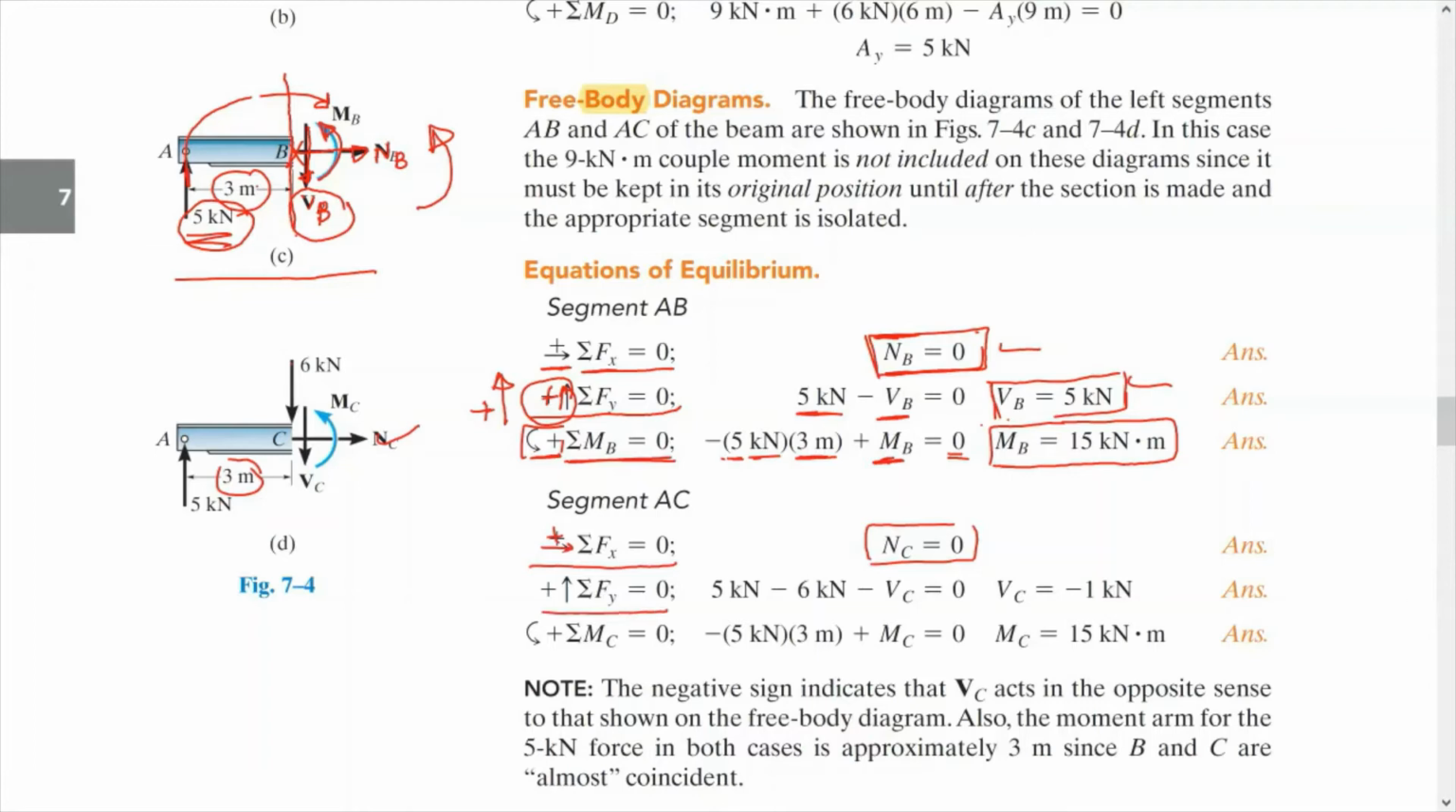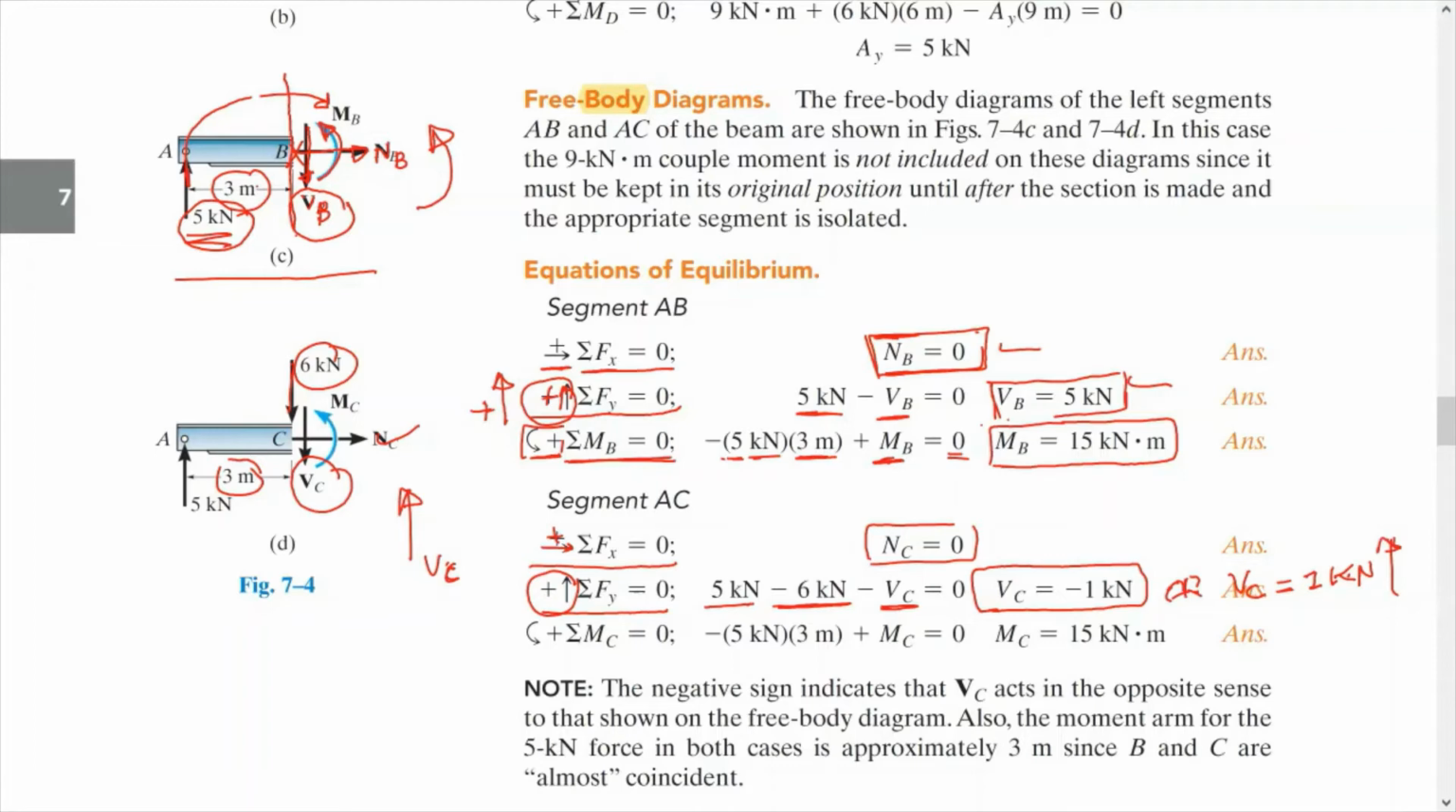Summation of Fy equals 0, assume it's positive upward, so we do have 5 kilonewton minus, don't forget this, minus 6 kilonewton, okay, minus Vc equals 0, so Vc is minus 1 kilonewton. Of course, minus Vc means that Vc should be in this direction. Okay, so here we can say, or let's come on here, Vc is 1 kilonewton upward. Okay, that's okay.